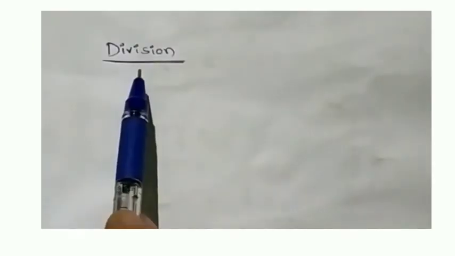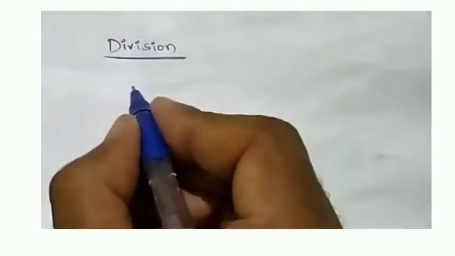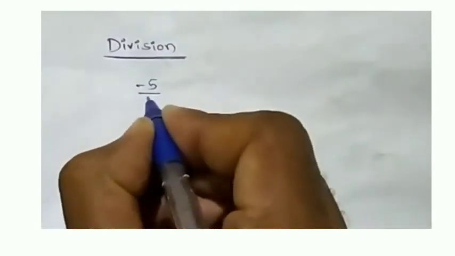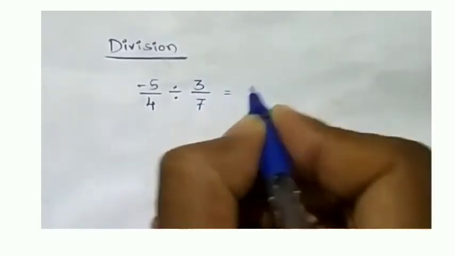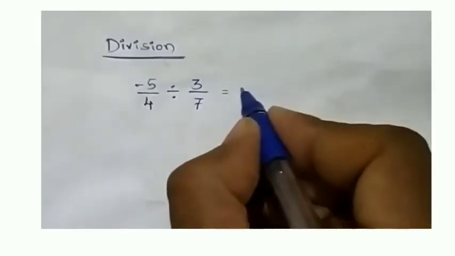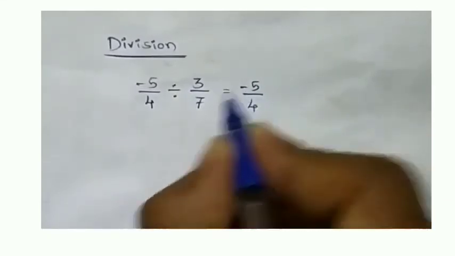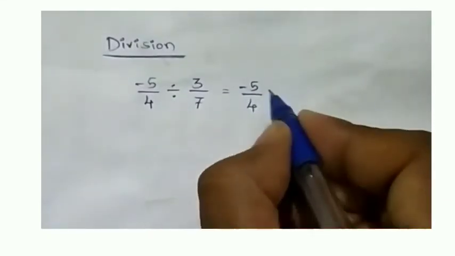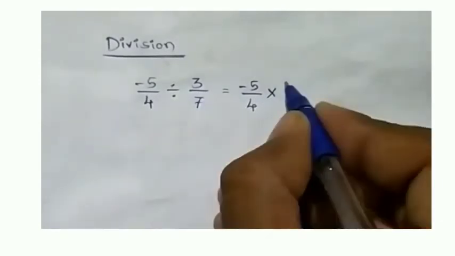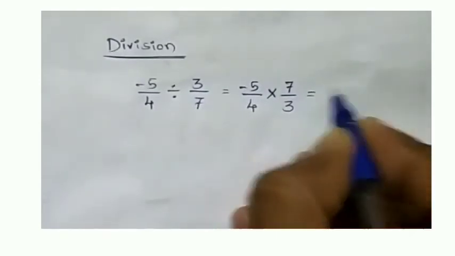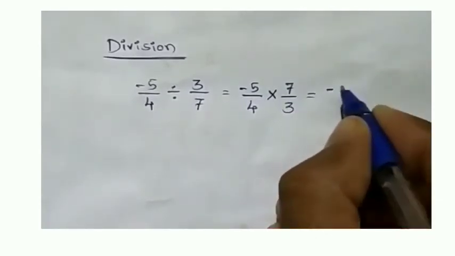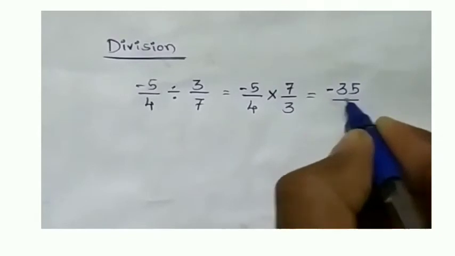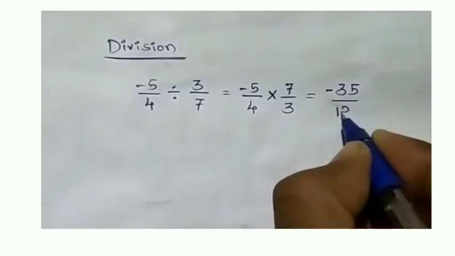Now applying for division, let's take one example. Minus 5 by 4 divided by 3 by 7. Do the calculation. So what we have to do? We have to do multiplication with the reciprocal of the second term. Here we will get minus 5 into 7, which is minus 35, over 4 into 3, 12. Now interchanging the numbers.